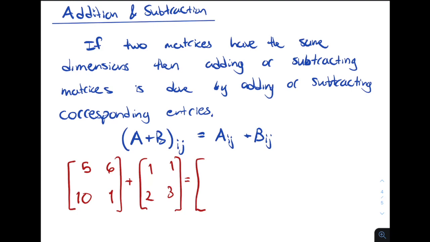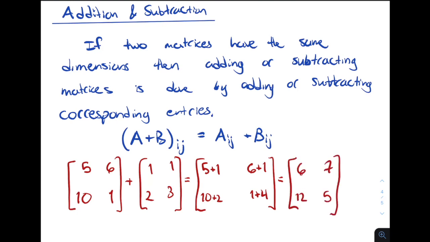Matrix 5, 6, 10, 1 plus 1, 1, 2, 3 becomes 5 plus 1, 6 plus 1, 10 plus 2, and 1 plus 4. Subtraction follows in a similar method.